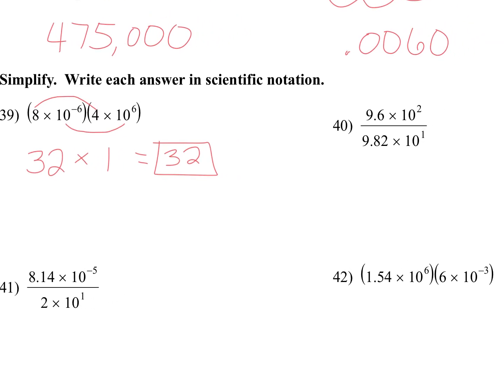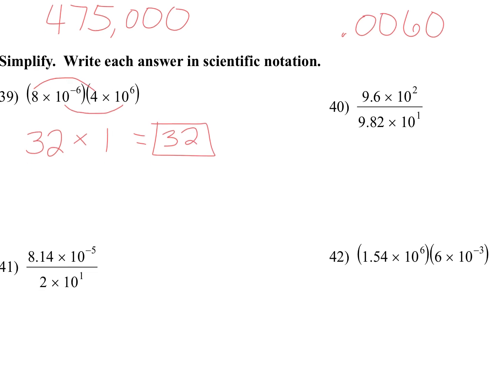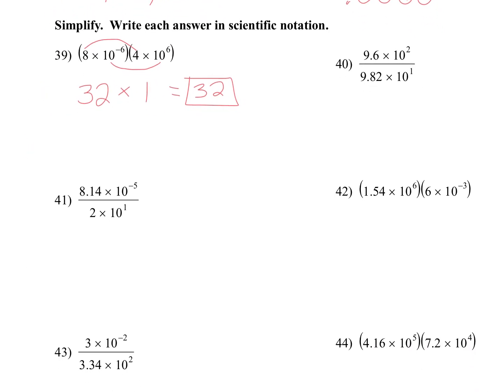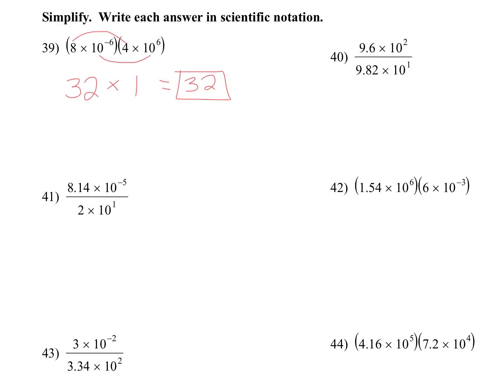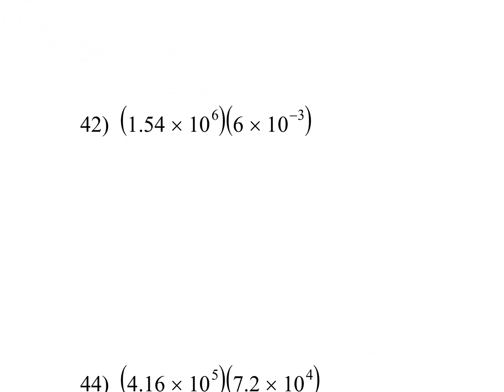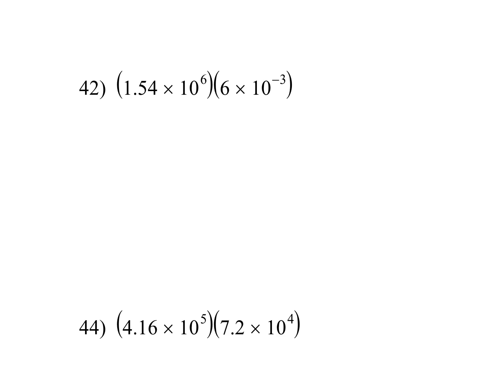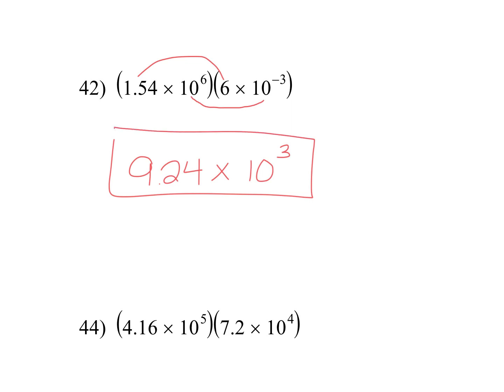Let's look at one that doesn't work out that nicely. Let's look at 42. Same thing, you're going to multiply like terms. So what do I multiply 1.54 with? 6. So we get 9.24. And then what do I multiply 10 to the 6th power with? 10 to the -3rd. What do we do with the exponents? Add, so we get 6 plus a -3, which is 3. So we get 9.24 times 10 to the 3rd.